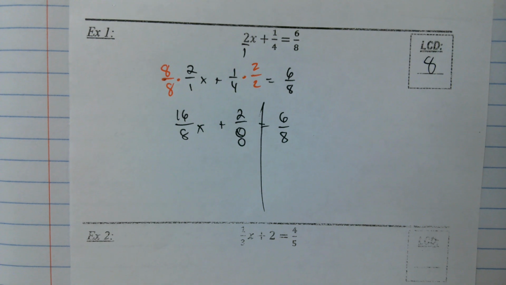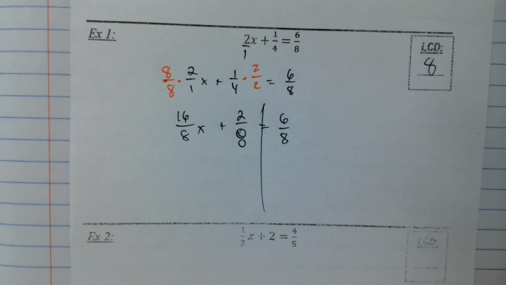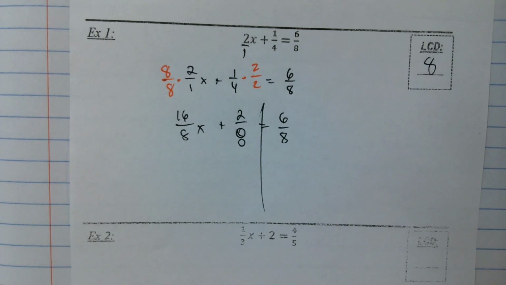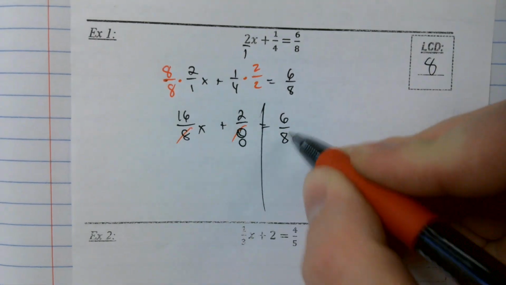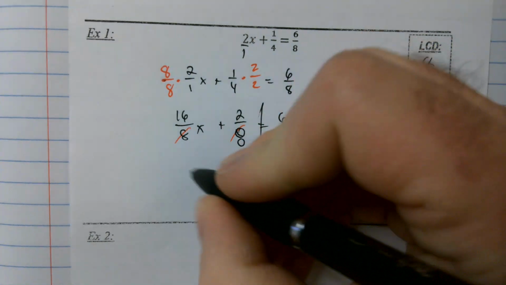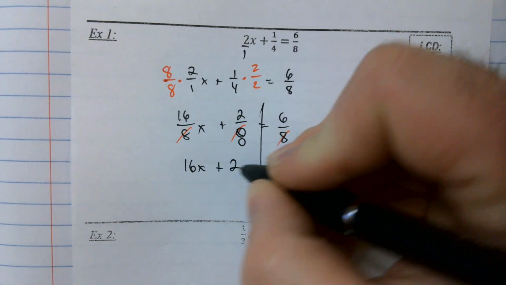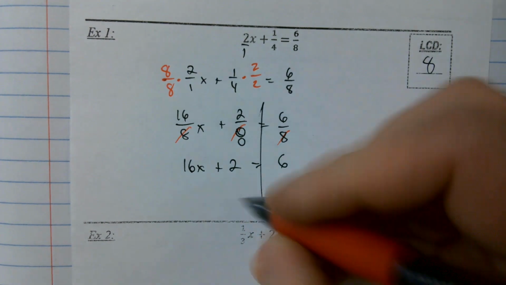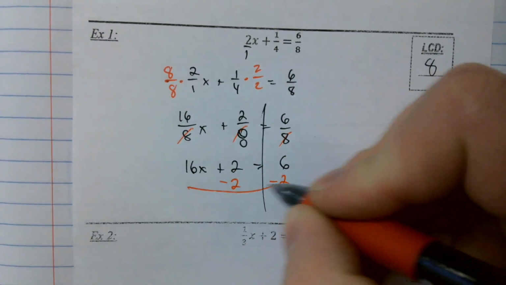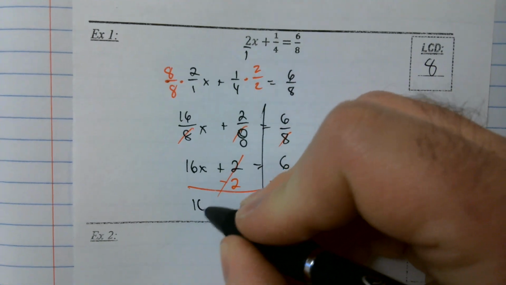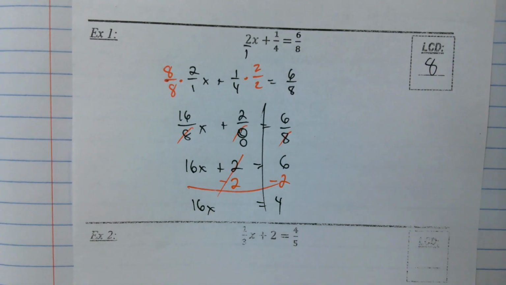What can I do with all my 8s now? Cross them out. And then divide. We're always going to divide last. Let's see. Let's take it slow. Subtract. Yeah, we're going to subtract 2, right? Then we can divide by what? 16.